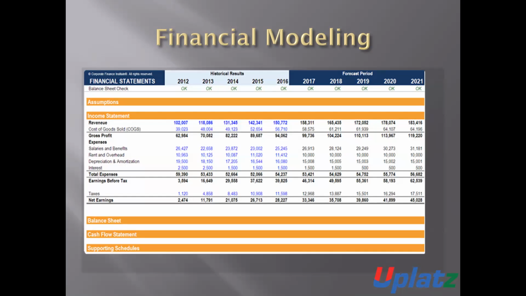For example, in the above row there is the historical result. In 2012, 13, 14, 15, 16, we have used some historical detail. And on the basis of these historical details, we have forecast the detail for the years 2017, 2018, 2019, 20, and 2021. So, on the basis of the historical data, we can forecast the financial position of the organization for the near future.